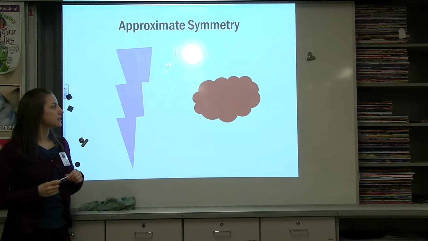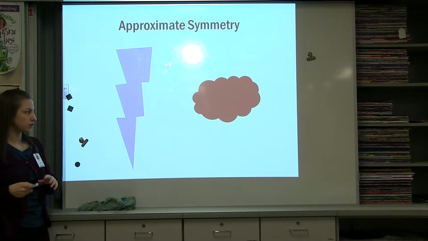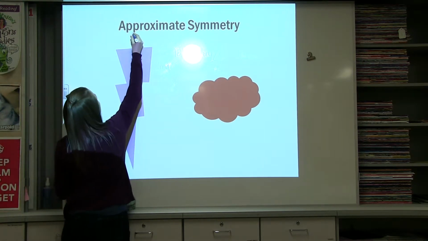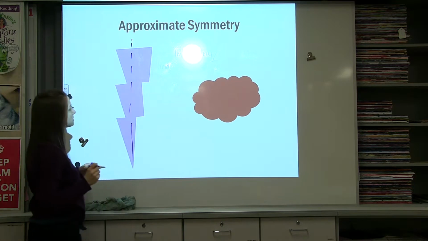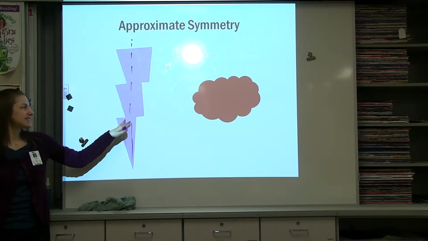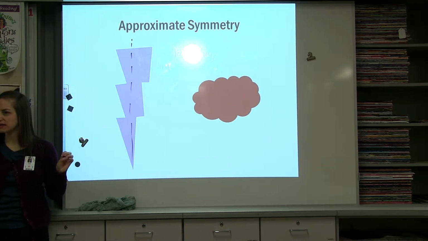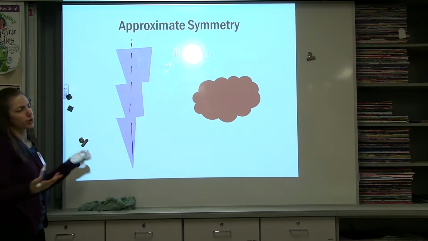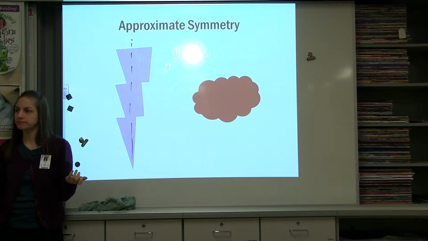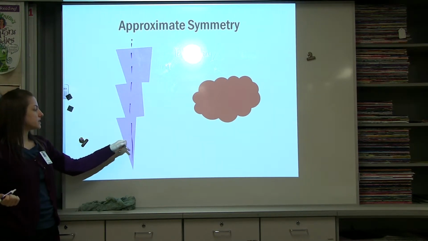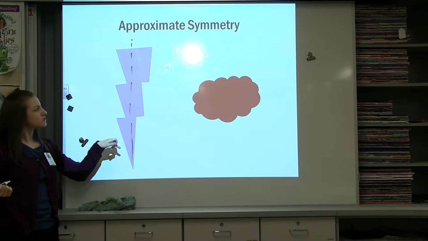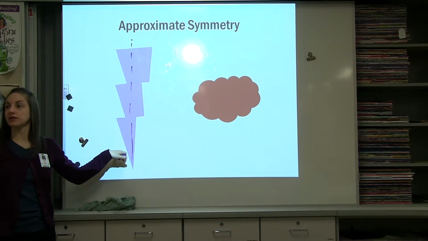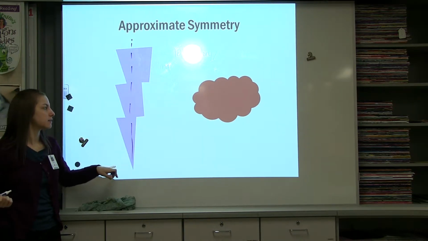Okay, here are some examples of approximate symmetry. So if we draw our vertical axis, see how it's not exactly the same on both sides? If we folded that, it wouldn't exactly match up. But just from a visual standpoint, when you look at it, it's approximately the same on both sides, right? This one is also sort of an example of inverted symmetry, so we'll come back to that one as well.